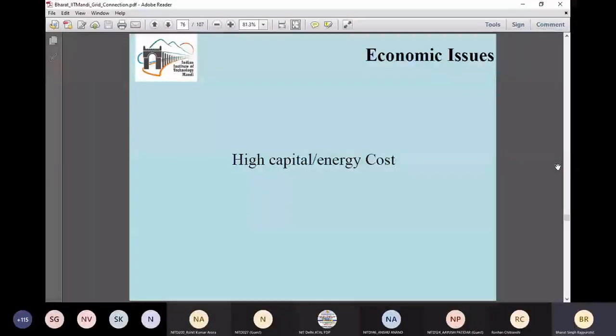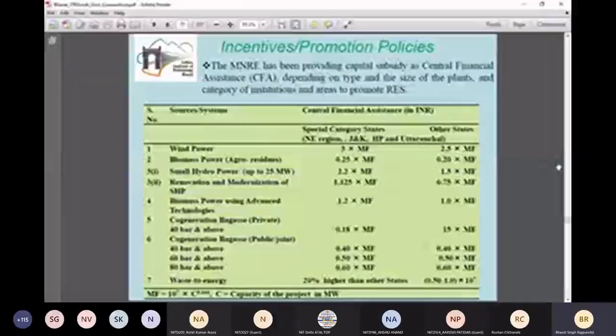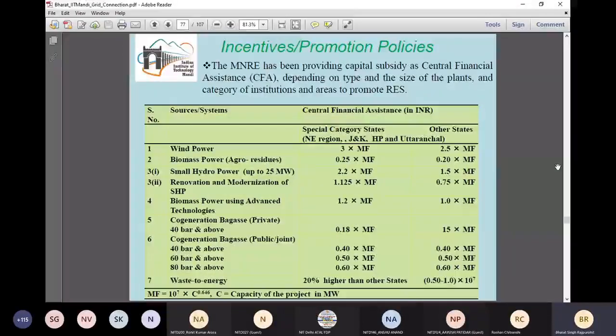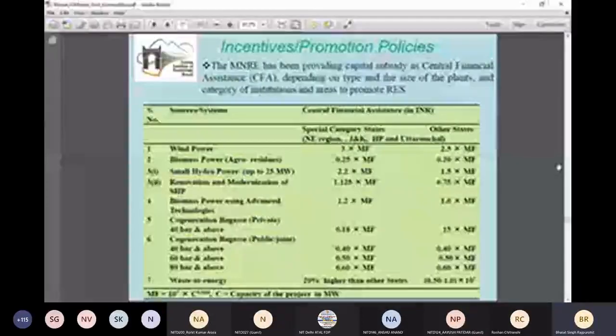So now we can move to the next part of our discussions, that when a high capital or energy cost is there, then how it needs to be addressed, or we can say what regulatory reforms are there by which we will be able to address the renewable energy sources and their promotion into the grid as compared to thermal and hydro.